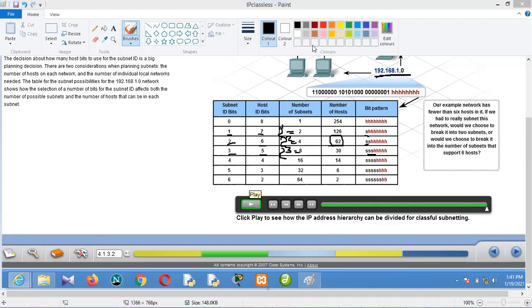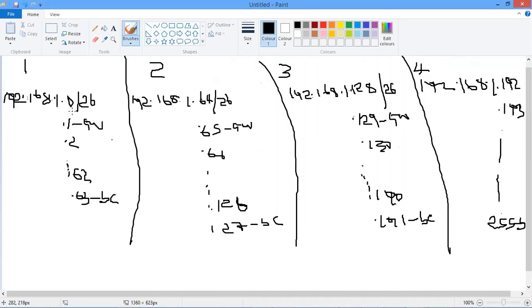So that's what we are trying to do. You see this particular one now. This place is the network address. We don't use it. This one is the broadcast. We don't use it. That is the two that we are subtracting. So what is remaining will be 1, 2, 3, up to 62.